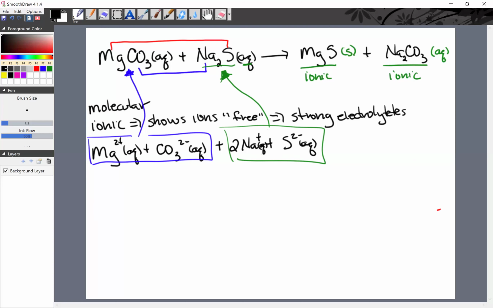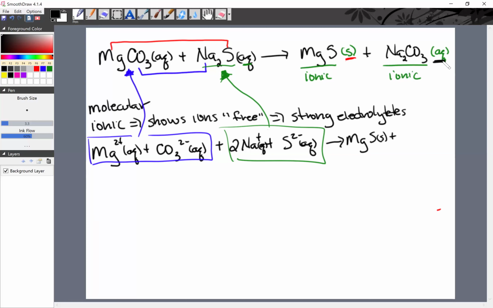Now remember, I'm the one that put the phase labels here. And so I had to ask myself, will those ions react together and give me anything? And let's go back to our first question. Are you aqueous? And the answer is no. So leave it alone. I actually made something. So I'm just going to rewrite this down here. So magnesium sulfide.